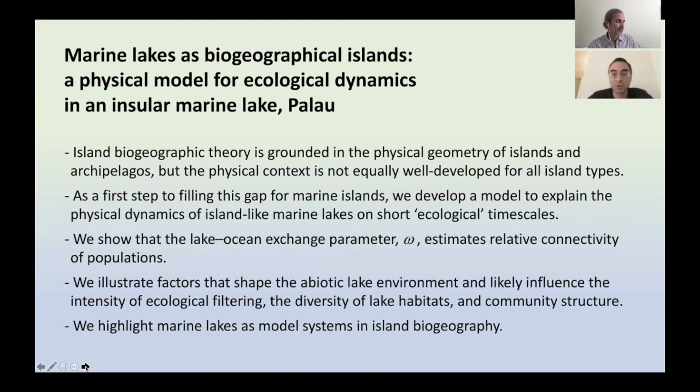This physical model for ecological dynamics in an insular marine lake is an early step in our research program developing marine lakes as exemplars of biogeographical islands. Please keep reading to learn more about the model and other highlights of our research shown here.